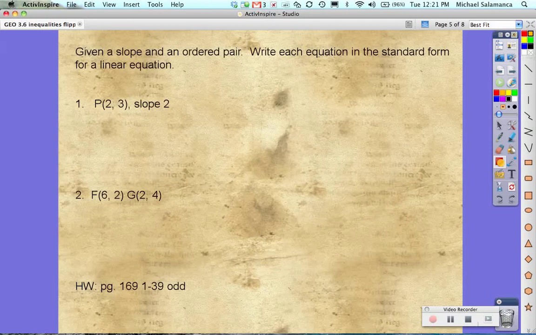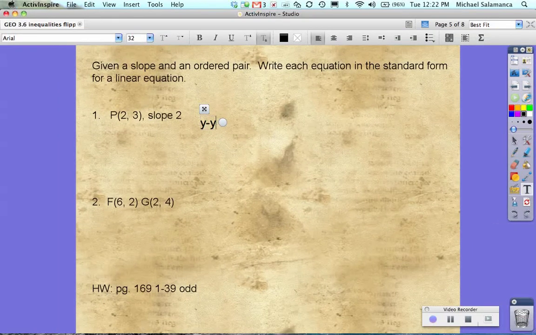For these, they're giving you the slope and an ordered pair, and they're asking you to write each equation in standard form. So what I tend to do is look at what they give you, and in this case they give you a slope and they give you a point. So because in question 1 we have the slope and we have the point, we're going to use point slope form. Makes sense, right? So point slope form is y minus y sub 1 equal to m times the quantity x minus x sub 1.